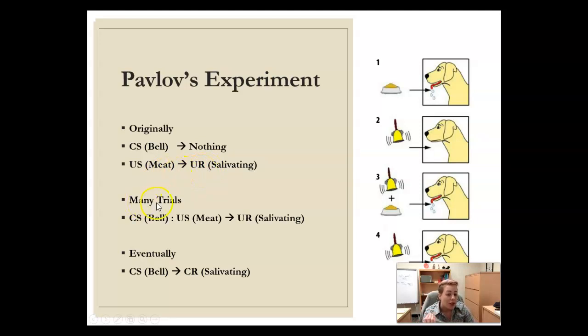But after so many trials of pairing the bell with the food, ringing the bell and showing the food, that unconditioned response of salivating is now going to be attributed to the conditioned stimulus, which is the bell. Conditioned meaning learned. So eventually, that learned stimulus is going to elicit a learned response. They've learned that the bell means food is coming, and so you're going to have a conditioned response.